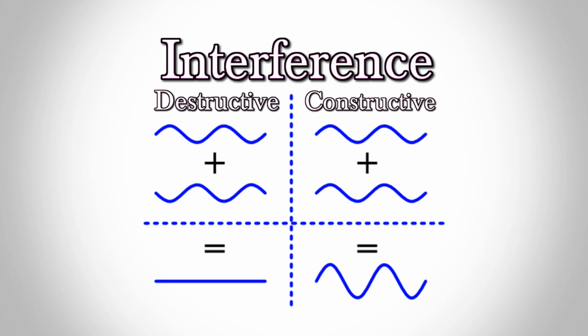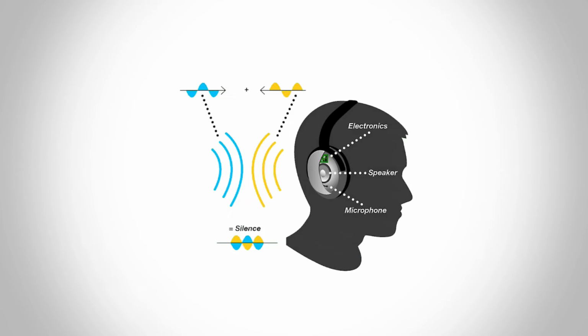Where wave peaks and troughs meet, they create constructive interference, becoming larger. And where a peak and a trough meet, they cancel each other out. Much like you would see on the ripples of a pond, and this is basically how noise cancelling headphones work.